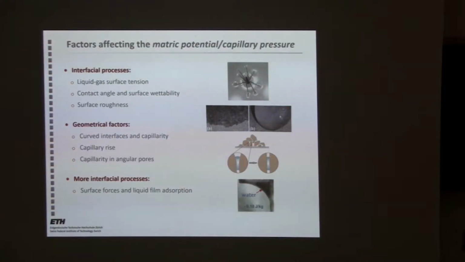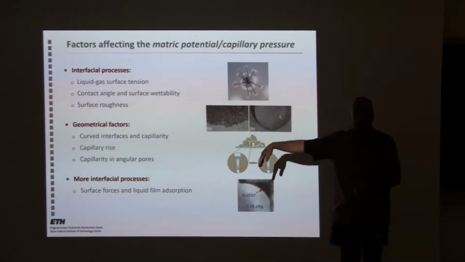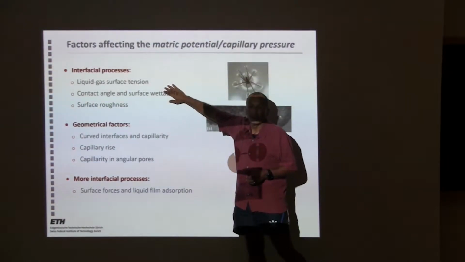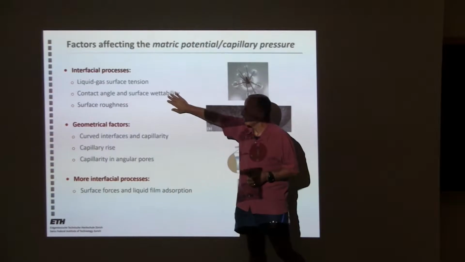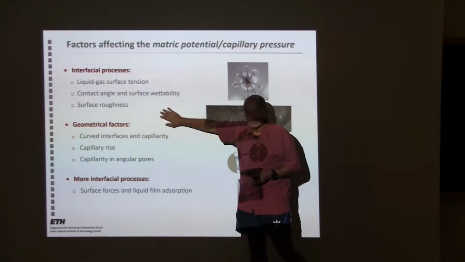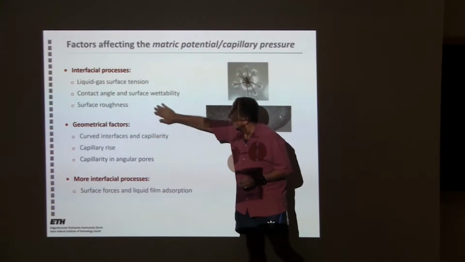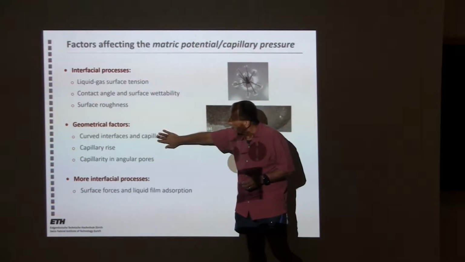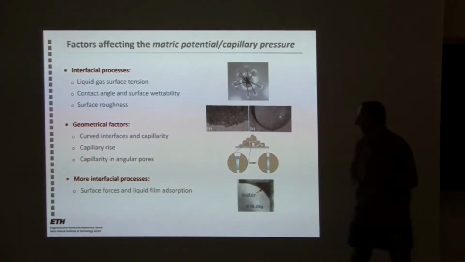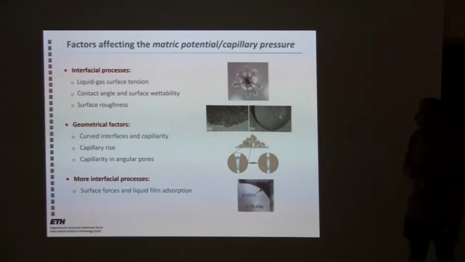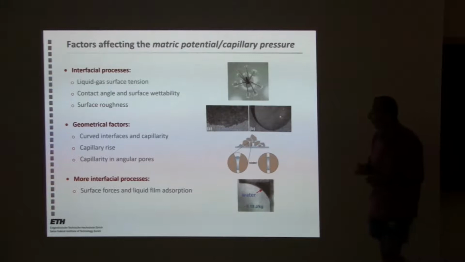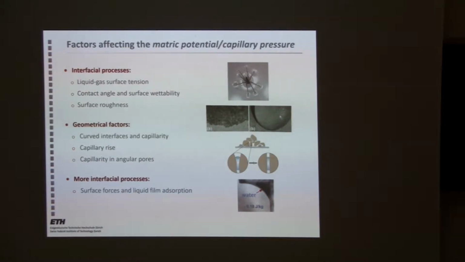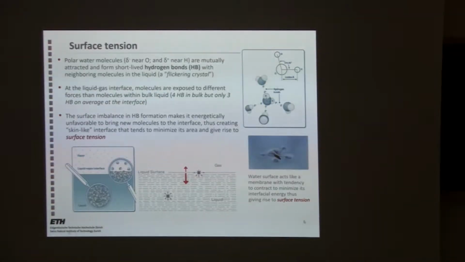So what are the factors that affect the matric potential in soils? I grouped them in some almost arbitrary grouping. Some of them are due to surface tension phenomena. Other contributions are due to contact angle and wettability. Surface roughness will play a role, and you can put it as part of interfacial processes or part of geometrical factors. I put it in here, and I'll explain why. Geometrical factors: we have curved interfaces, we have pore spaces, and in them we'll have capillarity, the classical way we understand it. And at the end, there'll be additional interfacial processes that are associated with adsorption. Okay? So let's go to the top of the list and talk about surface tension.